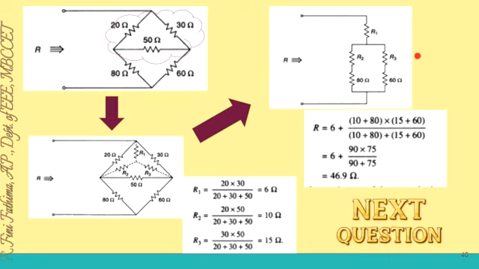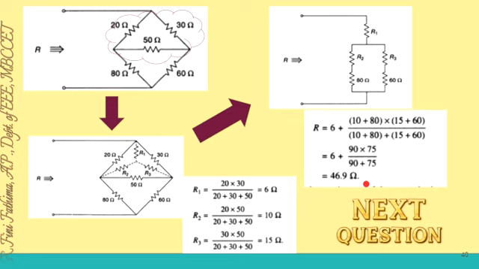R2 is in series with 80, so R2 plus 80, and R3 plus 60. These two branches are in parallel, so we multiply them. R2 is 10, and 10 plus 80 is 90. R3 is 15, and 15 plus 60 is 75. 90 and 75 are in parallel, so 90 into 75 divided by 90 plus 75 gives the answer, and that value is in series with the resistor R1, whose value is 6. So 6 plus 90 into 75 over 90 plus 75, we get 46.9 ohm.